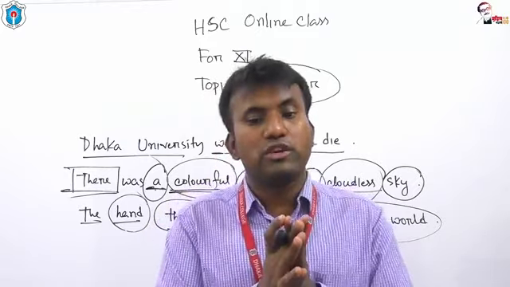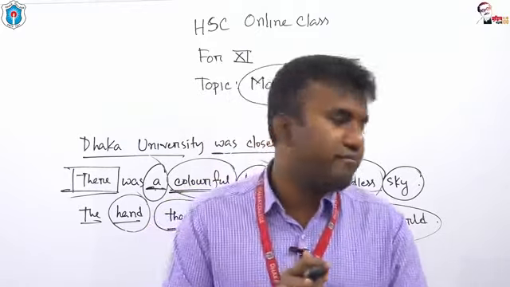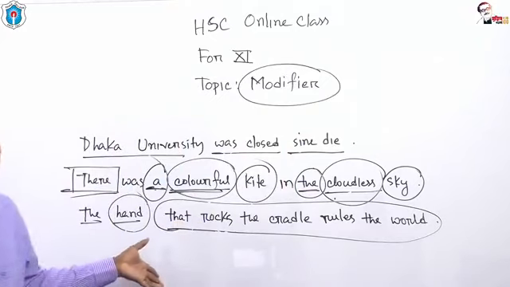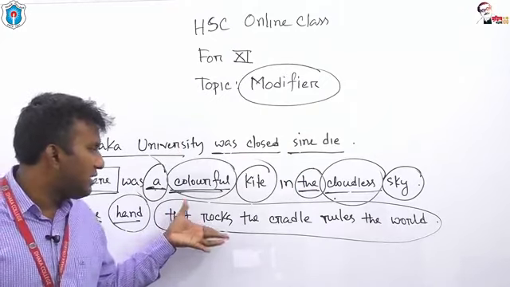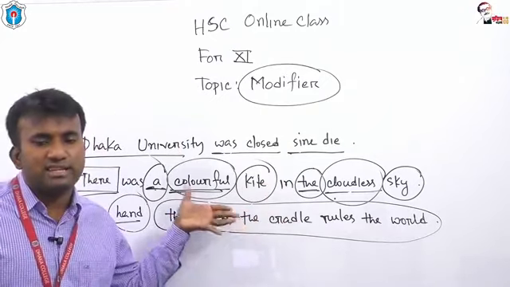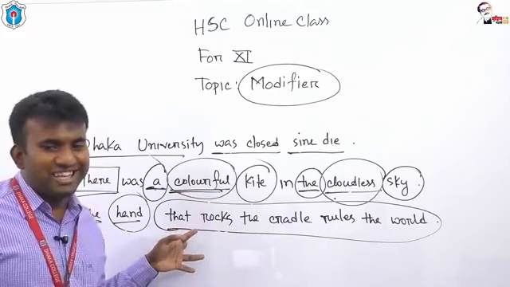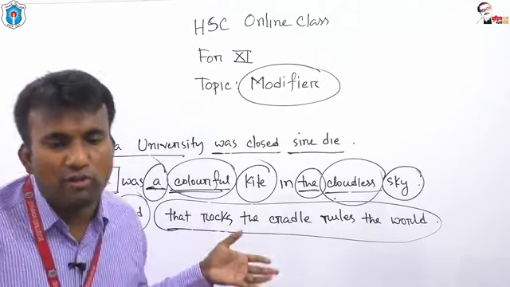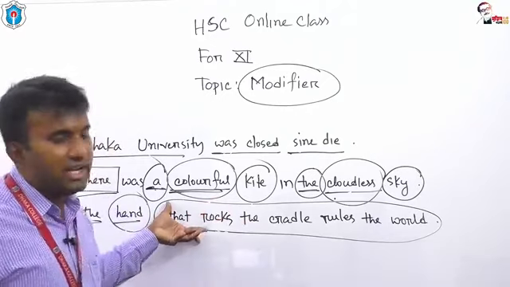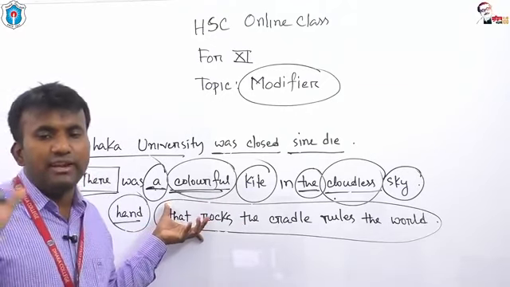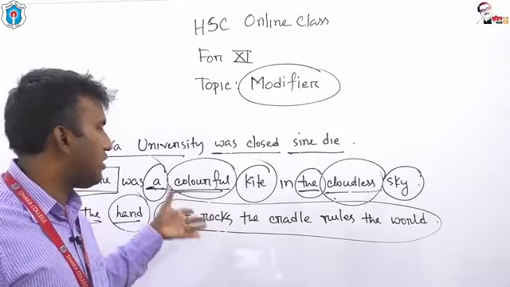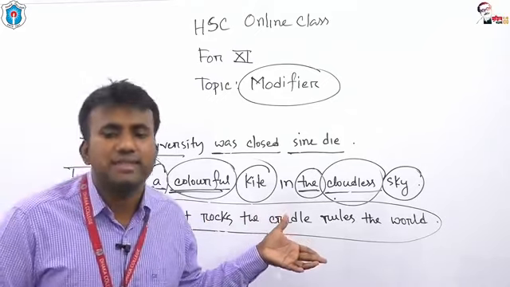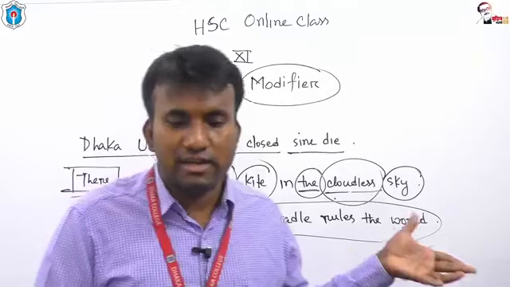Now I am going to give you a definition. But before giving you a definition, look at the last sentence. I have told you that rocks the cradle, rules the world. This is an adjective clause, and you can say this is also a relative clause. Okay, because here there is a relative pronoun. If you get any relative pronoun at the beginning of a subordinate clause, this subordinate clause is called a relative clause. Okay.